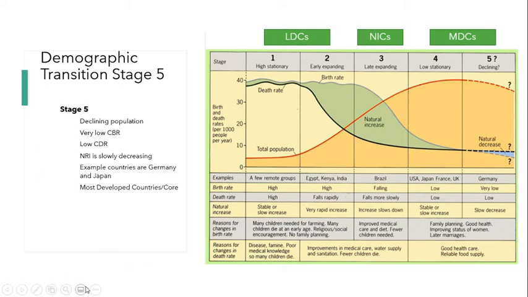Example countries are Germany and Japan. These are the most developed countries, and these would also qualify as core. So stage 4, stage 5, they're core countries, they're more developed countries.